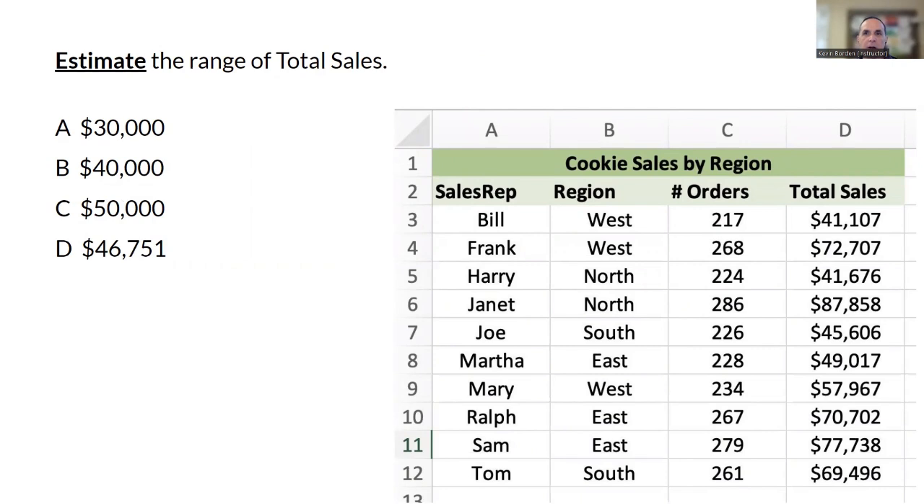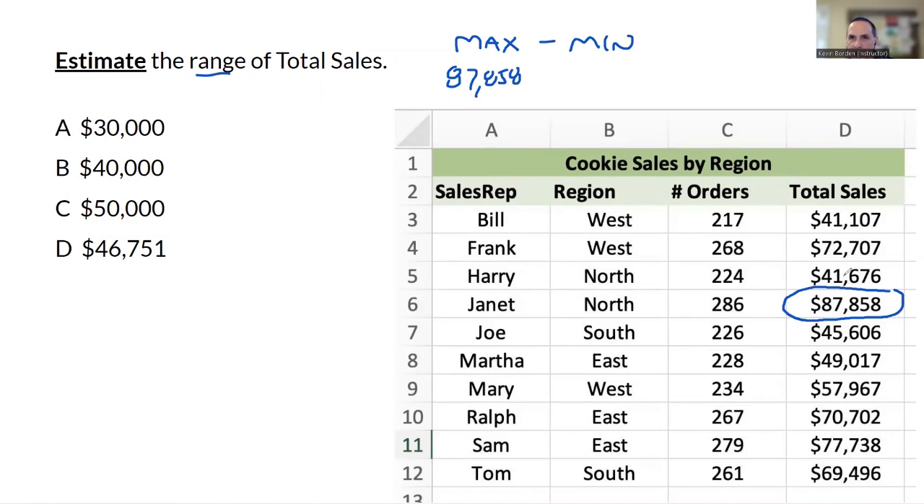Estimate the range of total sales. Pause the video, work on your solution, and then return. Okay, when we're talking about range, we are looking for maximum minus minimum. So let's go down the list and very carefully find our maximum. I see $87,000 appears to be the largest amount here. So I'm going to write 87,858. I'm going to make a point here in a moment.